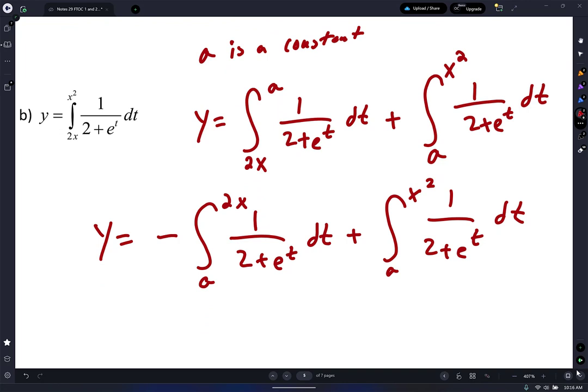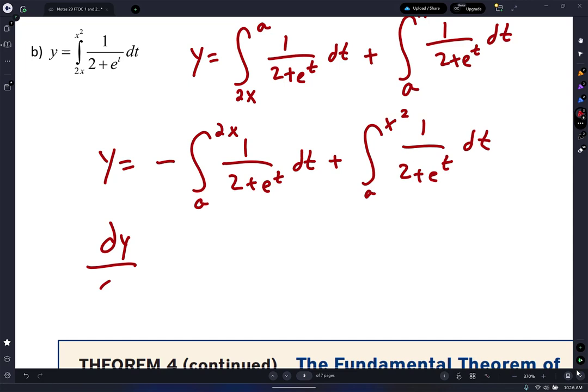I'm going to write dy dx equals. I replace the t with whatever you have up there. 1 over 2 plus e to the, not x, but 2x. And I'm not done. Chain rule, it wasn't an x, it was a 2x, so I got to multiply by 2. The whole shebang multiplied by 2. What's the question, Guerrero? Yes, it is negative. Thank you.